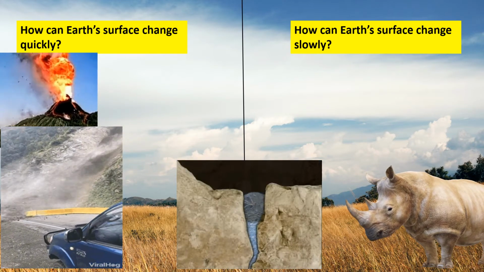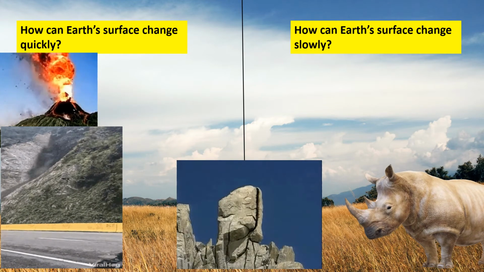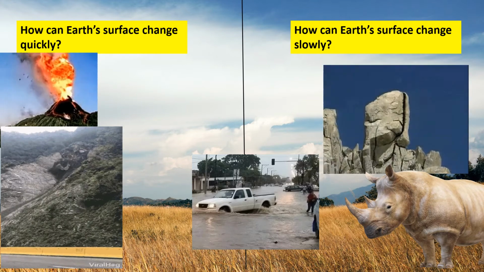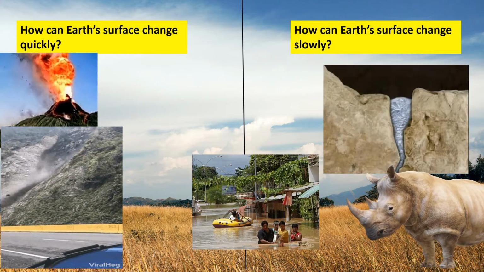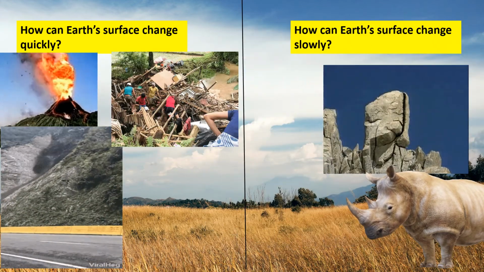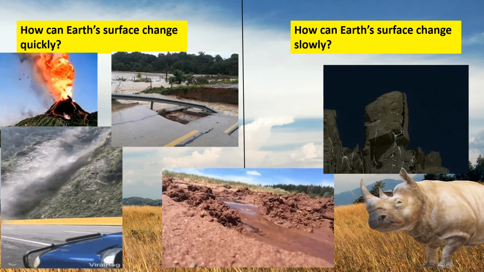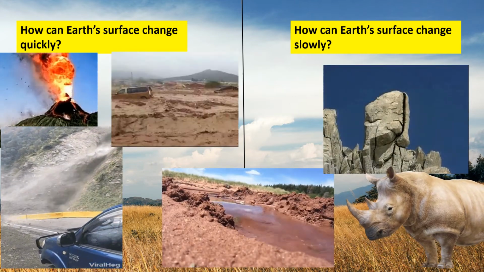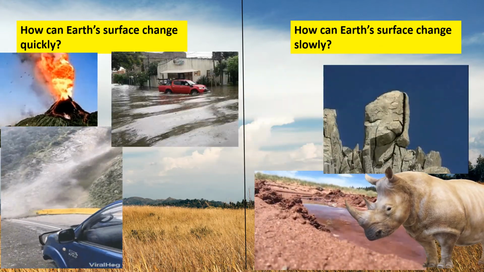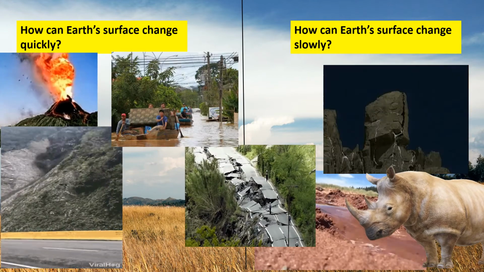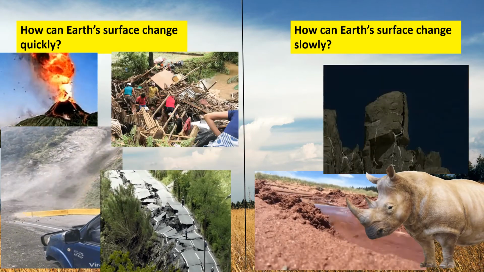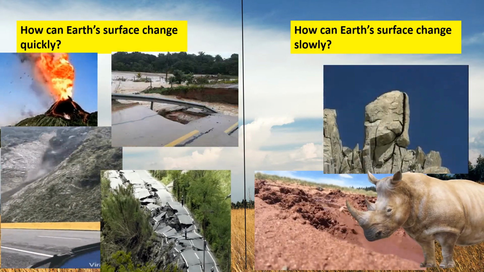This is weathering, the breaking of rocks into smaller pieces. It can change Earth's surface slowly. This picture shows flood. It can change Earth's surface quickly. Erosion is the weathering and movement of small pieces of rock. Erosion can change Earth's surface slowly. This shows an earthquake. An earthquake can change Earth's surface quickly.